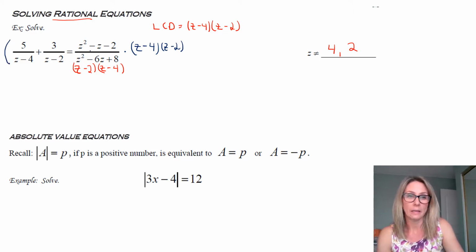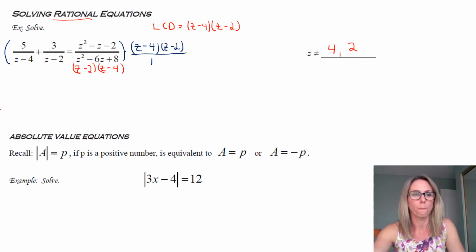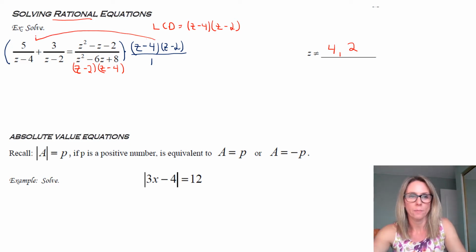Due to spacing, and I apologize for this, but I'm going to make it look like this just so that you can see. But you can find all sorts of other examples too online. They're everywhere. So I'm going to take this lowest common denominator and I'm going to multiply it by my first term here. And what happens is the z minus 4 simplifies with the z minus 4. And we're left with 5 times z minus 2.